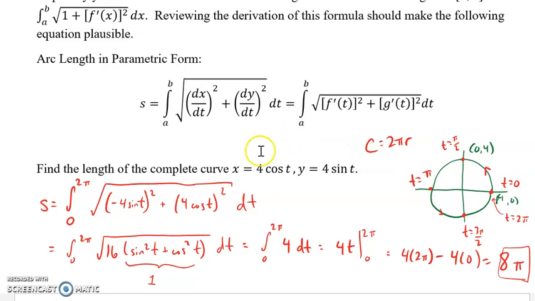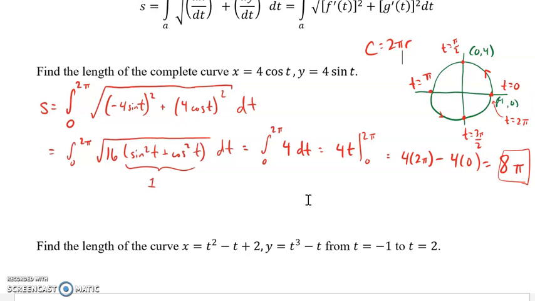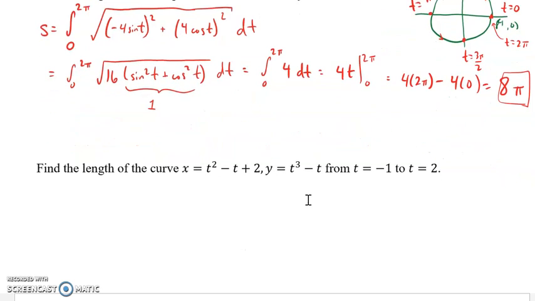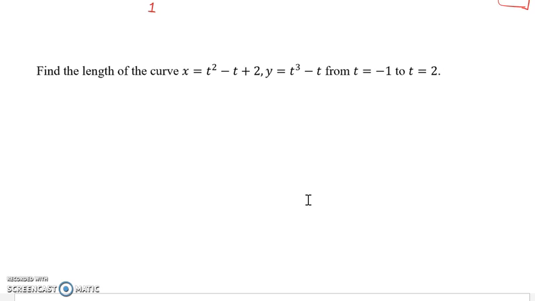All right, now of course we're not going to be doing circles too often with this method because we have the simple 2 pi r equation that works every time. Comes straight from the definition of pi, by the way. But what about our fun little loop-de-loop curve that we looked at before? The original question asked from -1 to 2.